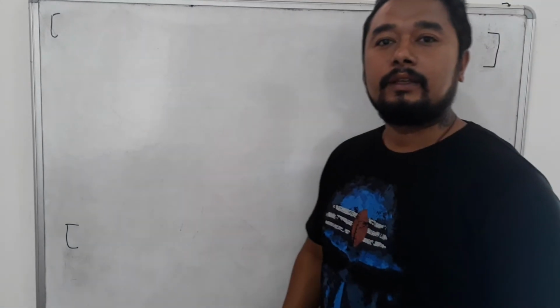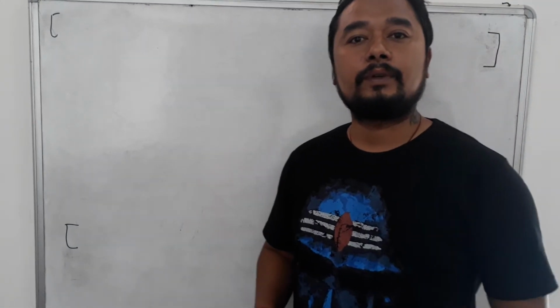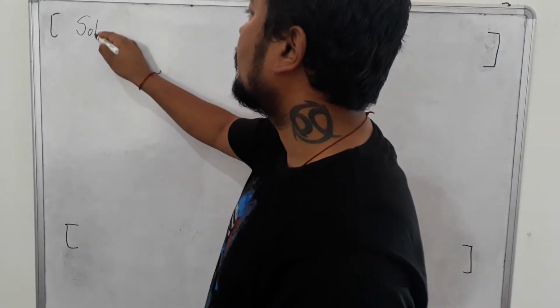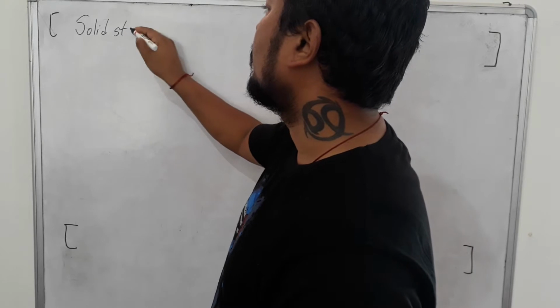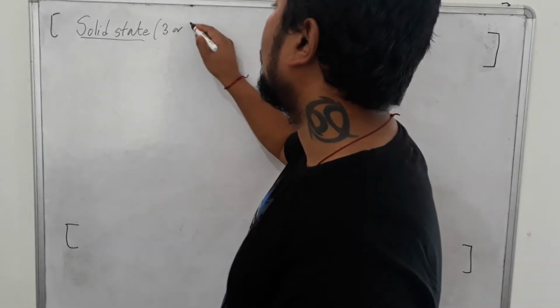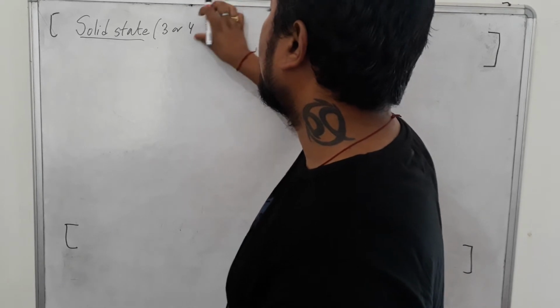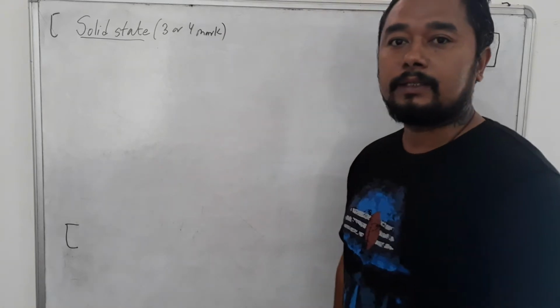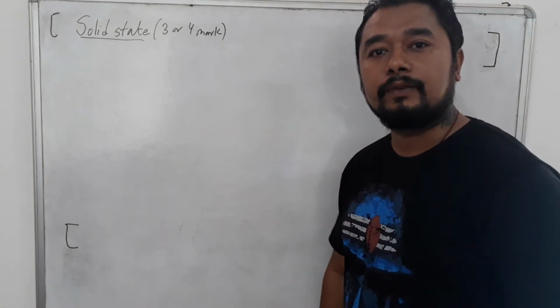Hello students, in today's class we are going to start the first chapter of your syllabus, that is under physical chemistry, and the name of that chapter is solid state. Usually this chapter comes for 3 or 4 marks. Sometimes in the board exam it comes for 3 marks, sometimes for 4 marks.